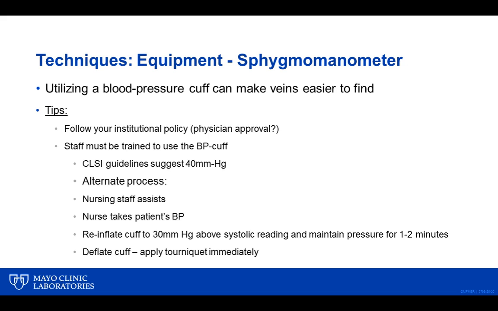You would deflate the cuff and then immediately apply the tourniquet and palpate for a vein. And I know these two techniques are not the only techniques to use with blood pressure cuffs, but it'll give you a couple different examples should you decide that you want to try this in locating a difficult vein.